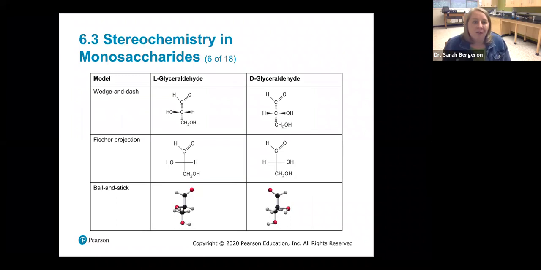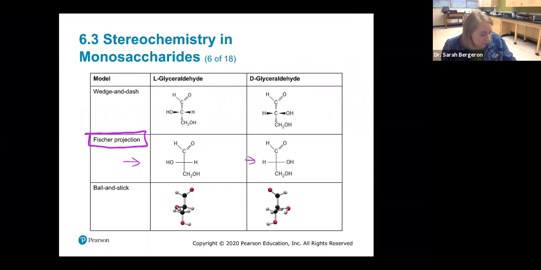Okay, so here's our 3 models. We have the wedge and dash, we have the Fisher projection, and we have the ball and stick. Anytime that we are looking at these kinds of models, it's really easy to see in the Fisher projection. So that's these 2 here, 1, 2, right?